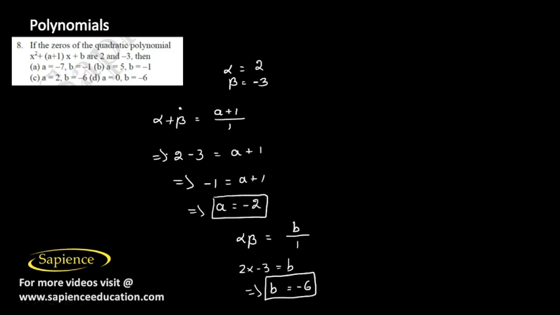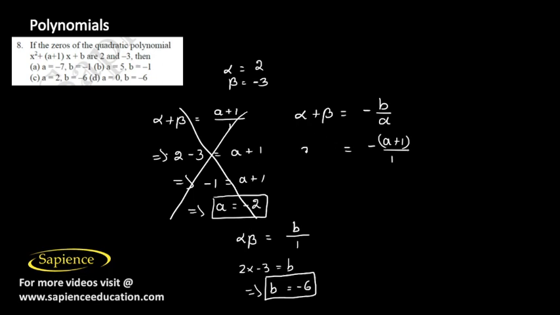Sorry, this part is wrong. The product of the zeros should be equal to minus 6 and alpha plus beta should be equal to minus coefficient of x by coefficient of x square, which means minus a plus 1 divided by 1 is equal to alpha value is 2 and beta value is minus 3.